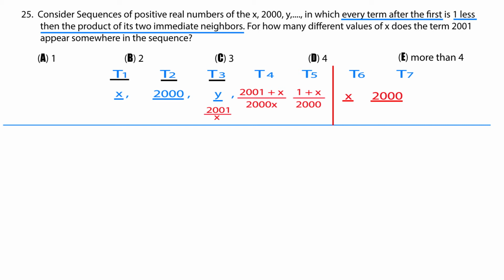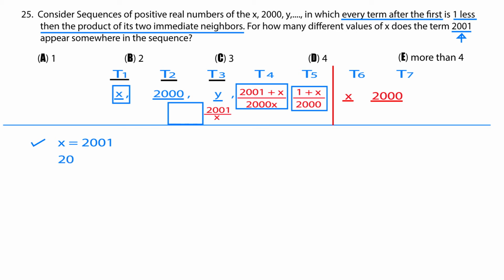Now, what are they asking in the question? For how many different values of x does the term 2001 appear somewhere in the sequence? What is the value of x if we set these terms equal to 2001? All right, we can figure that out. So the first one, if we set it equal to 2001, we're done. So that pretty much takes care of the first one.